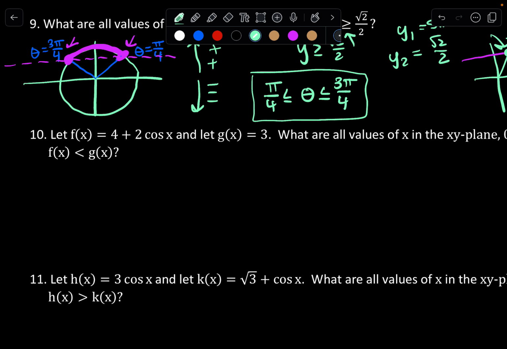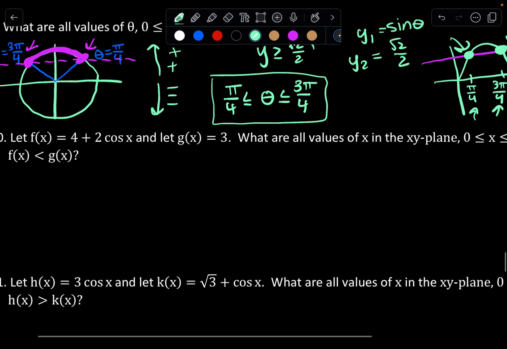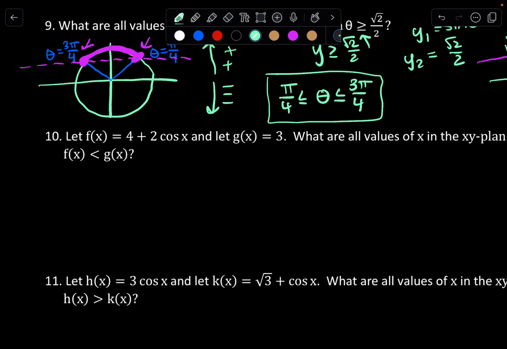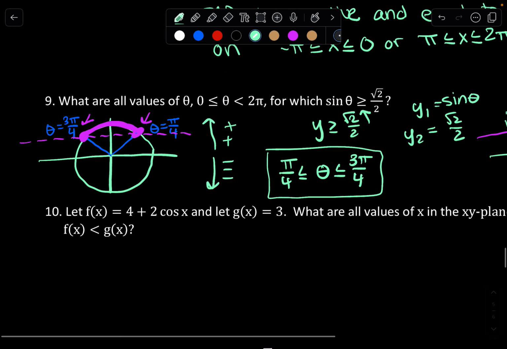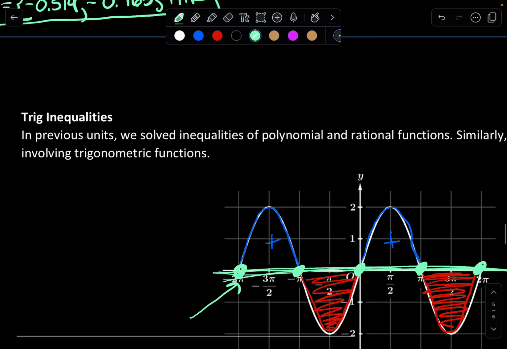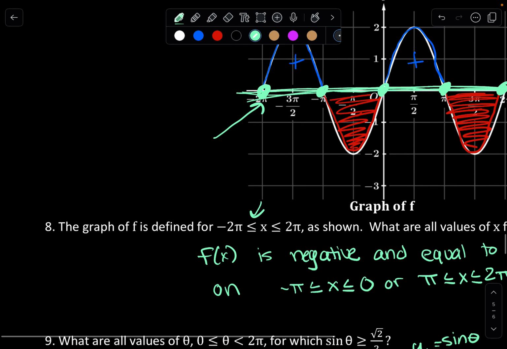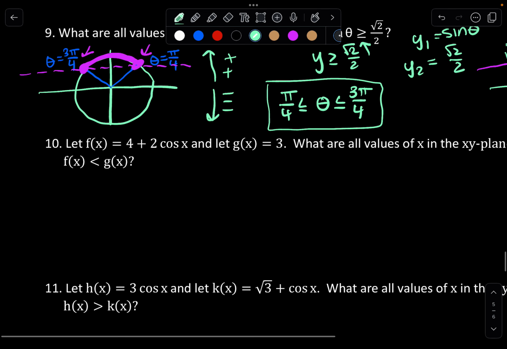So number 10, let f of x equal 4 plus 2 cosine x, and let g of x equal 3. What are all values of x in the xy plane from 0 to 2 pi for which f of x is less than g of x? So actually, it's just a classic AP style question. Instead of giving you the inequality, they're asking you to set it up and then evaluate or solve for that inequality.